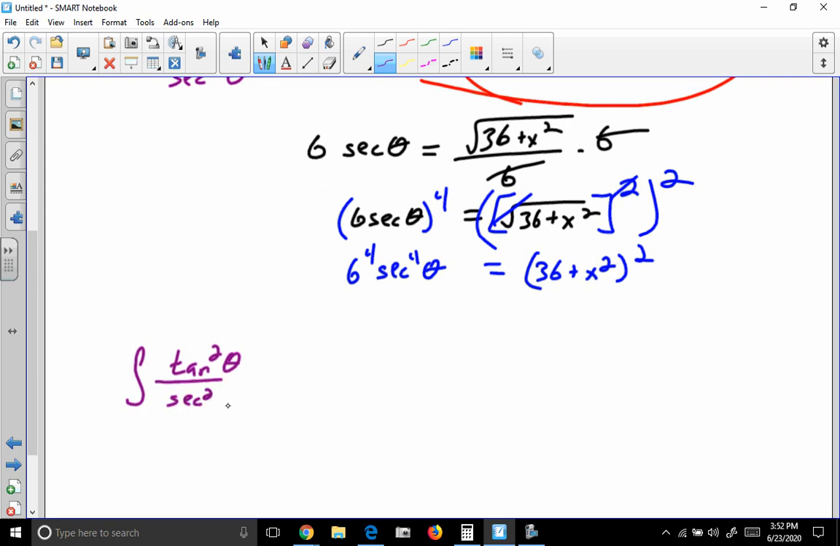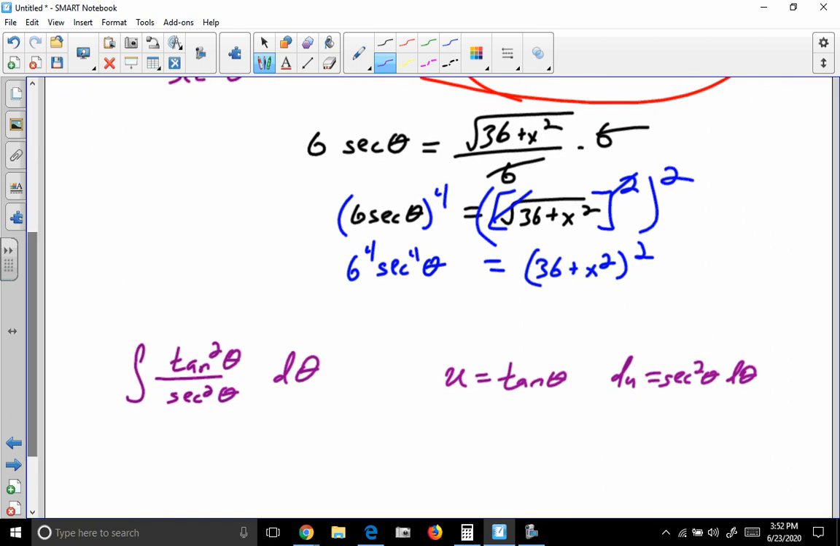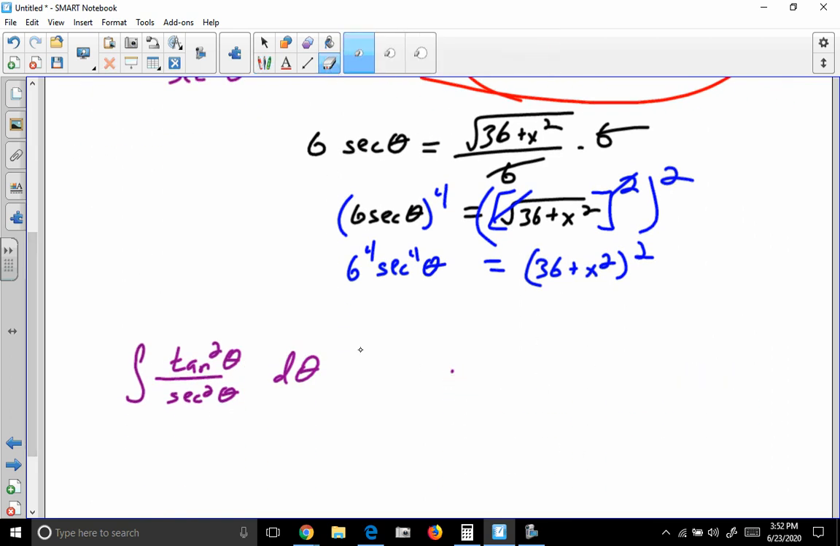Secant squared on bottom. Now, some of you might say, well, hey, if u is tangent, du would be secant squared d theta. That would be true if the secant squared was on top. But this secant squared is on bottom, not on top. So while that sounds good, that's not going to quite work there. So let's see if we can simplify this a little bit.